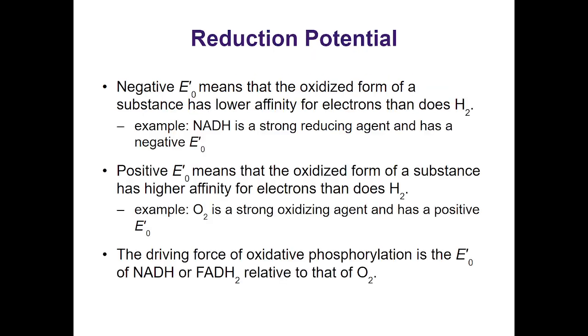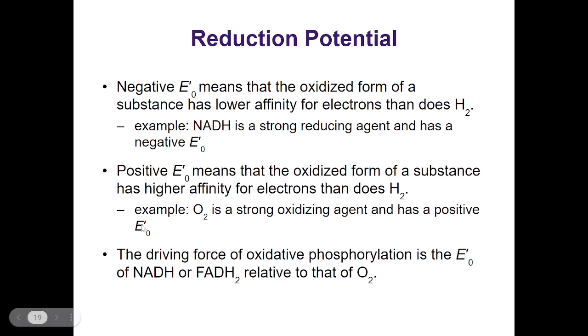Negative E prime 0 means that the oxidized form of a substance has a lower affinity for electrons than does the H2. So NADH, for example, is a strong reducing agent and has a negative E prime 0. The positive E prime 0 is going to mean that the oxidized form of a substance has a higher affinity for electrons than does the H2. So for example, O2 is a strong oxidizing agent. It has a positive E prime.